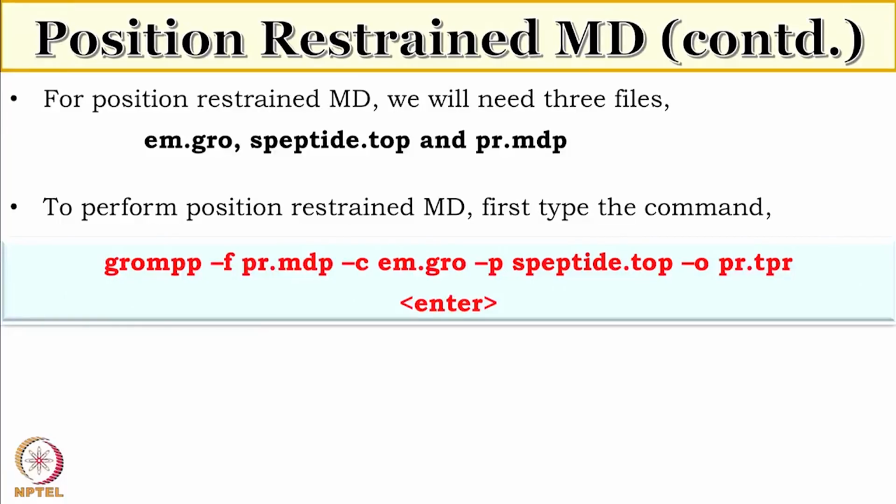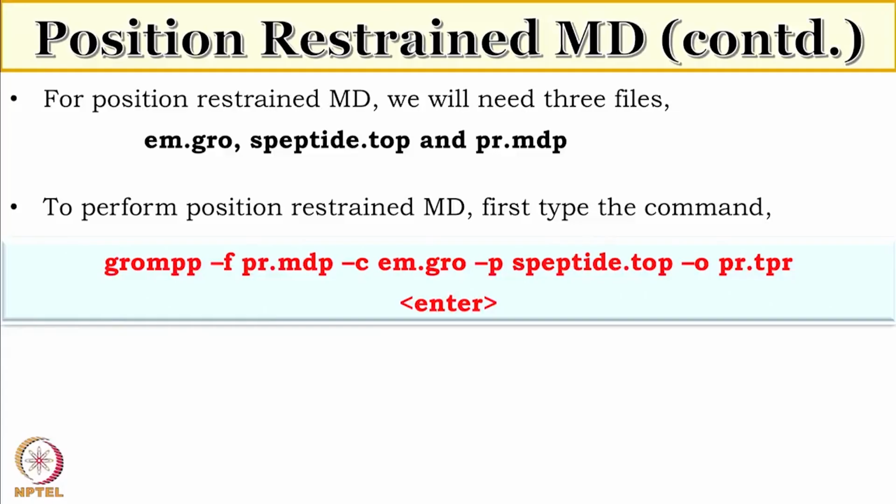Is the order important? You have -f pr.mdp first. No, the order is not important. You can give them in any order. My first one can be -o pr.tpr, and the last can be something else. The order is not important here. Just the flag is important, that is, which flag you are using for which file.